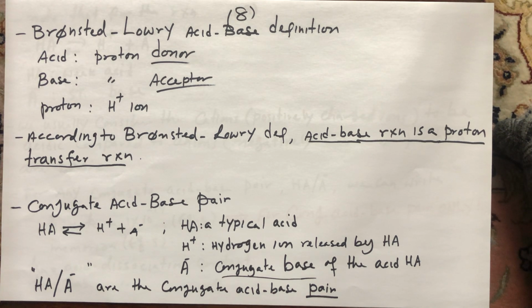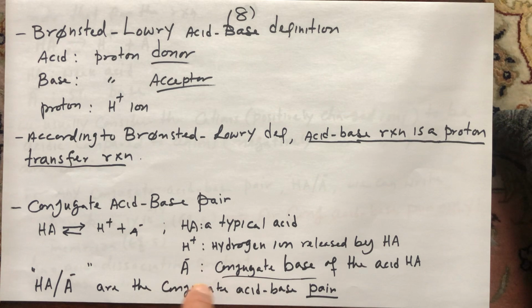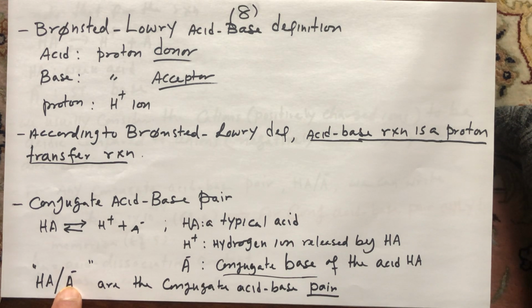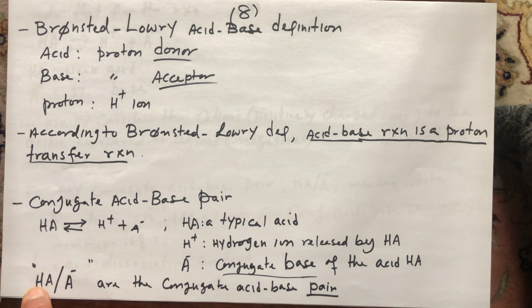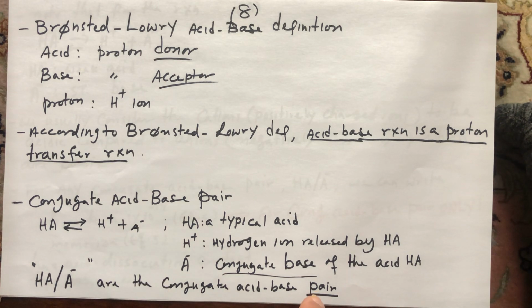So the HA slash A minus together is a pair, which is called the conjugate acid-base pair. This is the acid, which has the hydrogen, and this is the base. When the HA loses the hydrogen and becomes A minus, then that combination is called the conjugate acid-base pair.